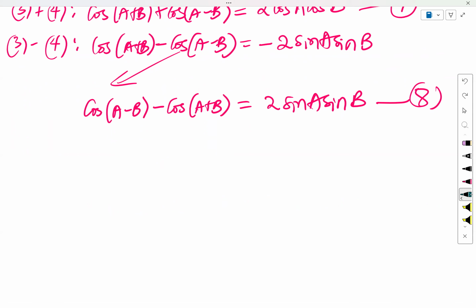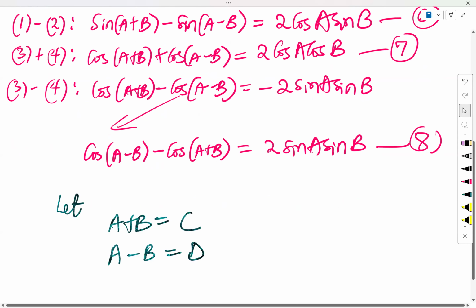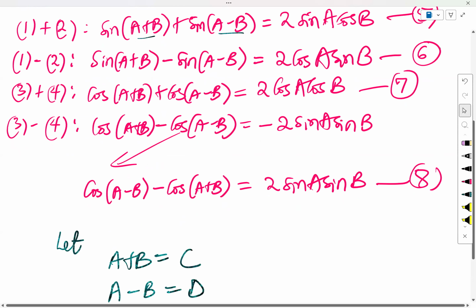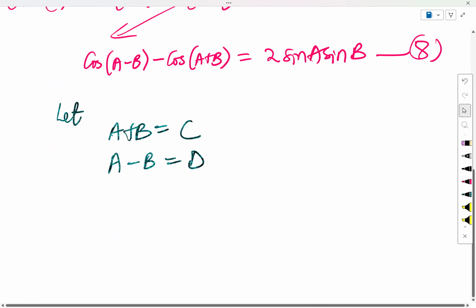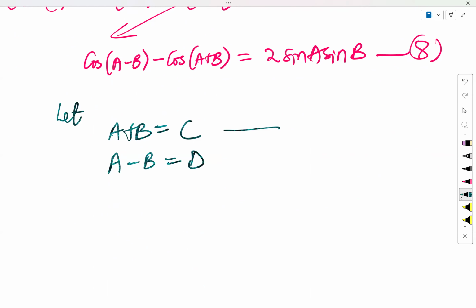Okay, let me do it this way. Let A plus B be equal to C, and then A minus B is equal to D. Can we do that? So everywhere you see A plus B, that's C. Everywhere you see A minus B, that's D. So then you can call this equation 9, and then call this equation 10.